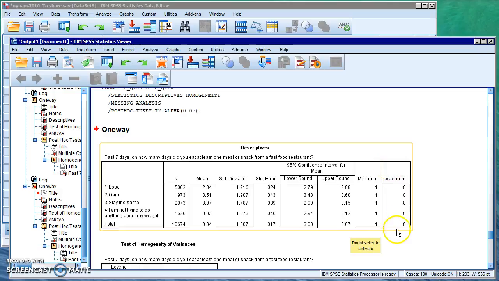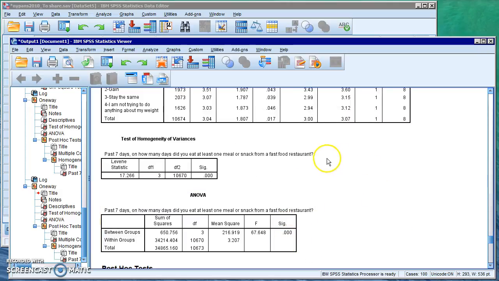And then you can look at your minimum and maximum. The 8 is not 8 days, that's actually coded as 7 days, or it's coded as an 8, but it means 7 days. And then 1 does not mean that no one in this analysis ate 0. That means that 1 coded as 0 days.